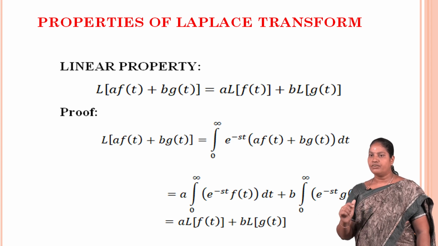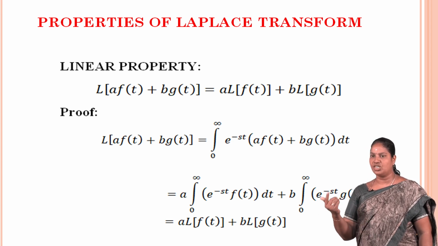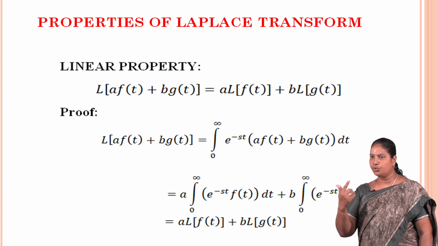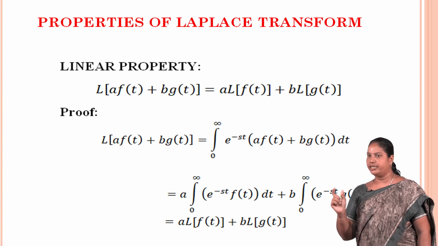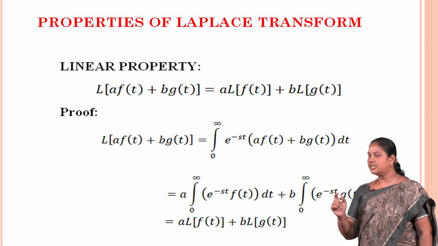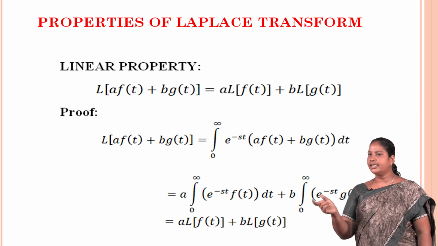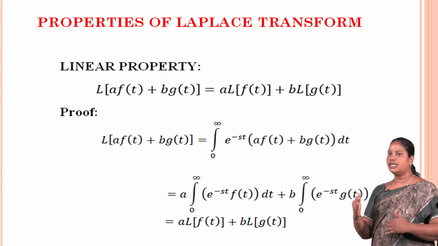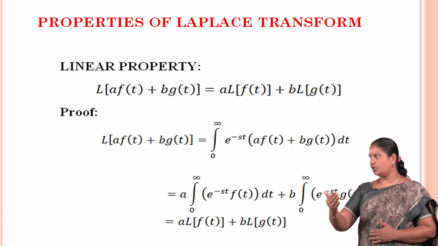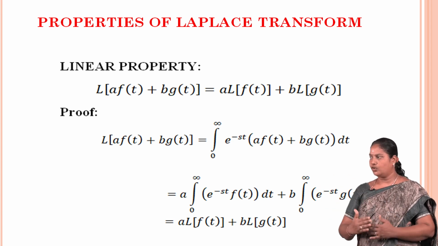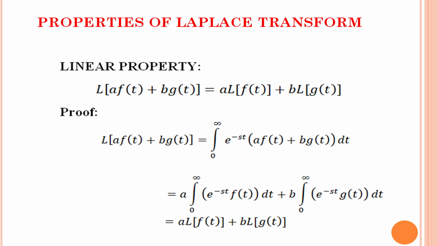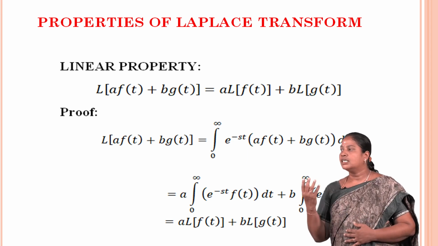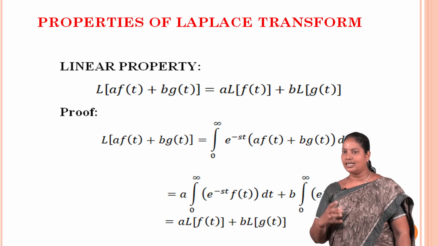By definition, L of a f of t plus b g of t is integral 0 to infinity e power minus st into the function a f of t plus b g of t dt. Since integration satisfies the linear property, we can split the integral into two parts. The first is a times integral 0 to infinity e power minus st f of t dt, plus b times integral 0 to infinity e power minus st g of t dt. We take a and b outside because they are constants independent of t.